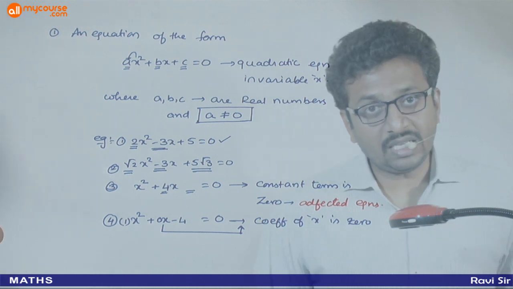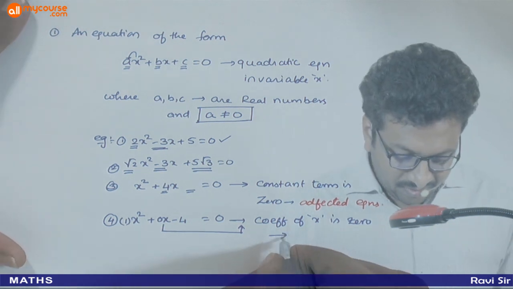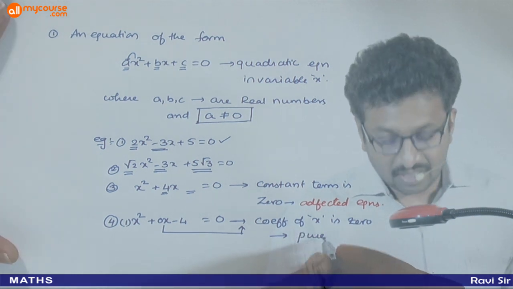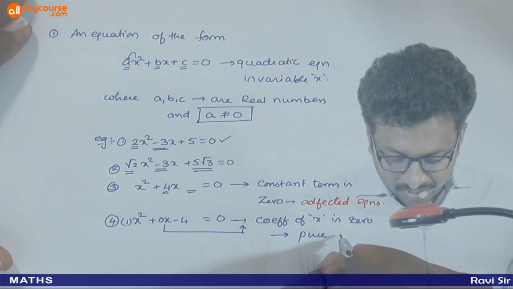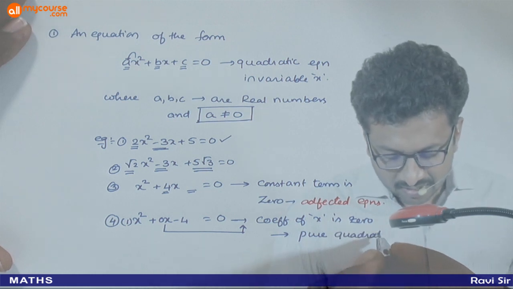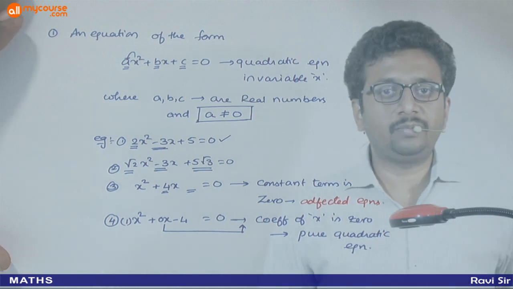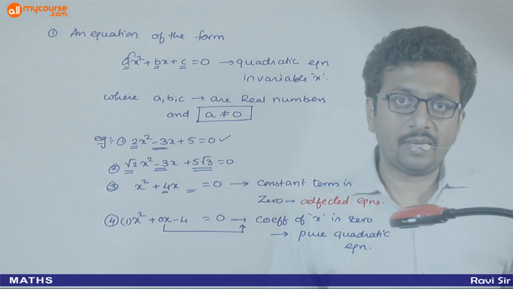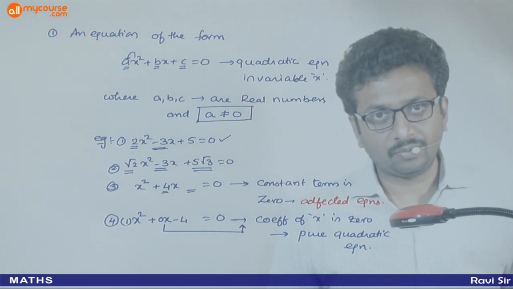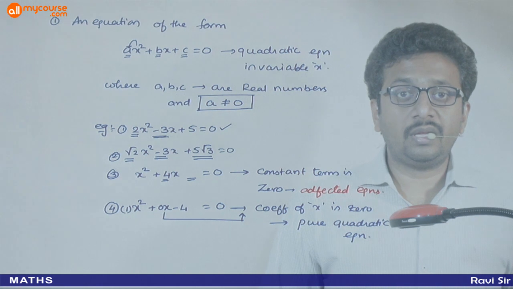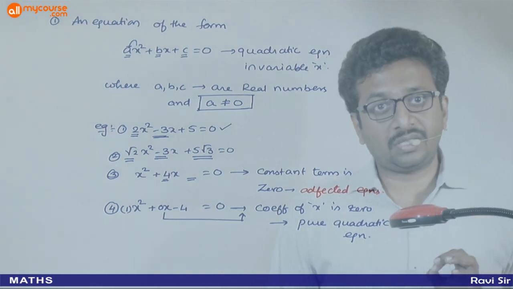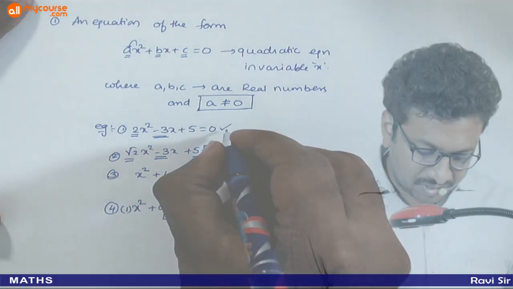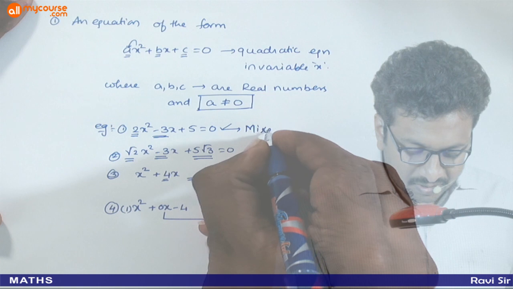Coefficient of x is 0. So if the coefficient of x is 0 in a quadratic equation, such a quadratic equation is called a pure quadratic equation. An equation where the coefficient of x is 0 is called a pure quadratic equation. If the coefficient of x and the constant terms are not equal to 0, such equations are called mixed quadratic equations.